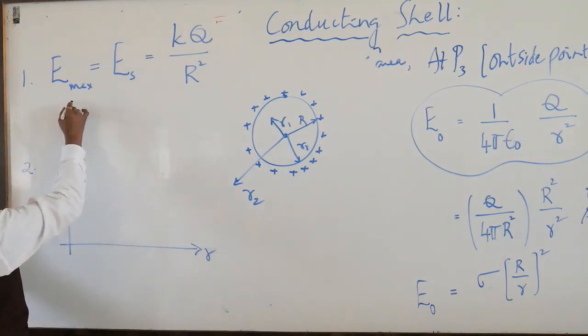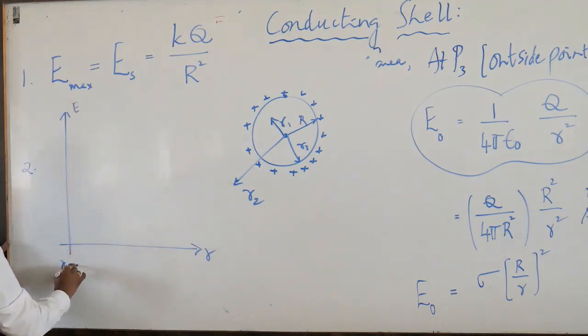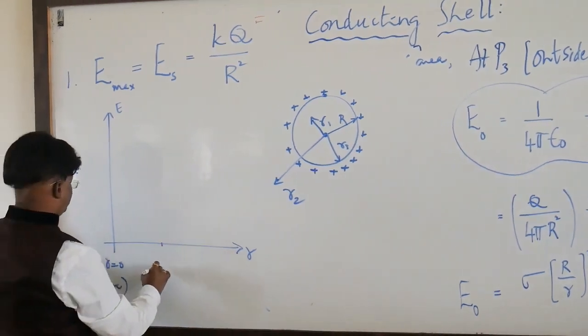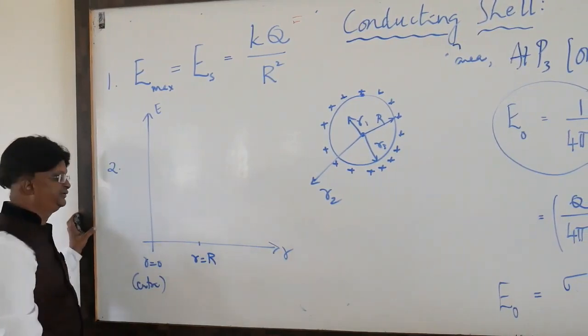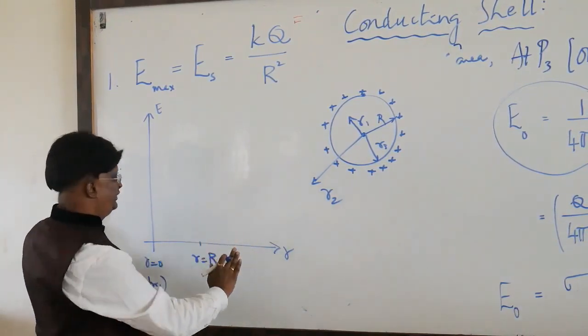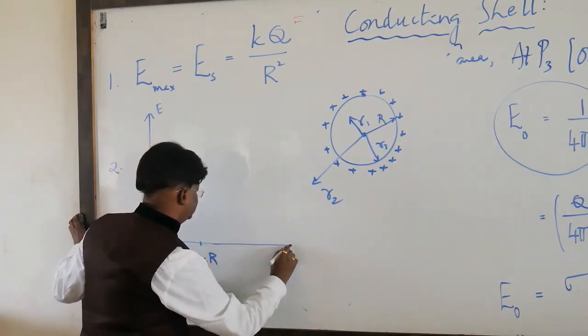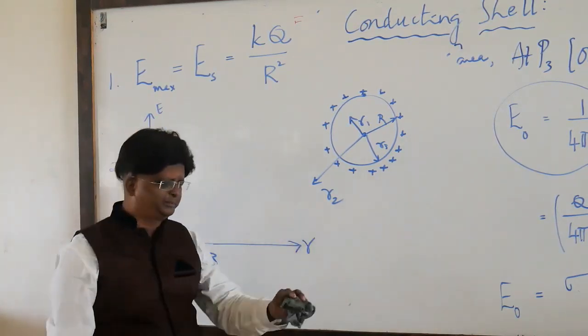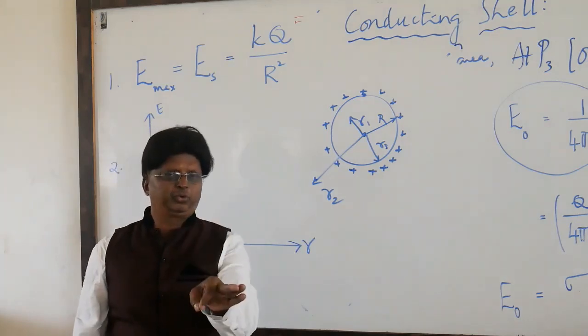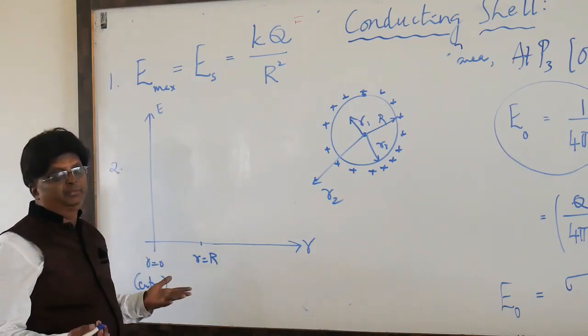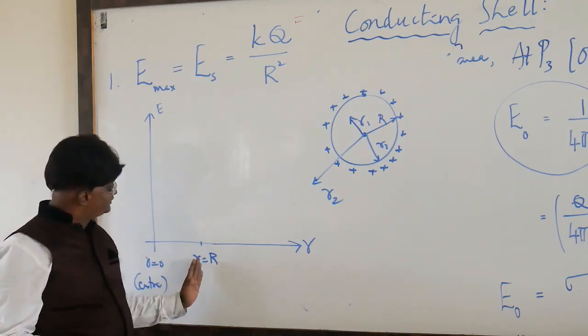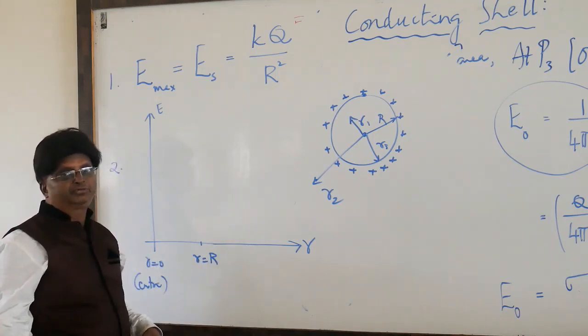r versus capital E. Now this is r equal to 0, which means the center of the particular shell. And this is small r equal to capital R, which is a point on the surface. Afterwards, whatever you get will be the outside point, right? This is how you represent each and everything, so understand meticulously. What is small r? Radius. If it is the point on the surface, any distance after that small r will represent an outside point.